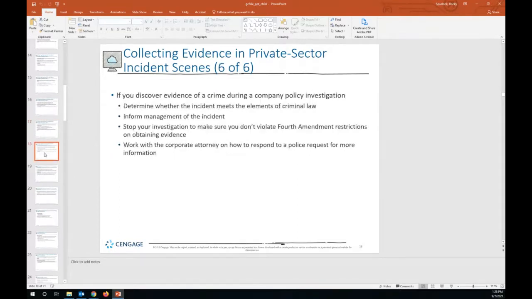Now, if you do discover evidence of a crime during a company policy investigation, some of the actions you should take include: determine whether the incident meets the elements of criminal law, and inform management of the incident. You want to make sure you stop your investigation, so you don't violate Fourth Amendment restrictions on obtaining evidence. Then work with the corporate attorney on how to respond to a police request for more information.